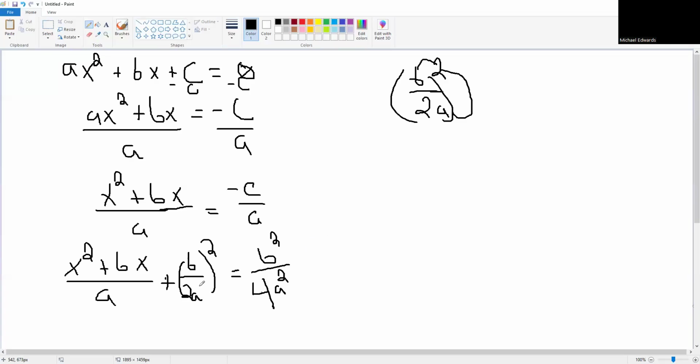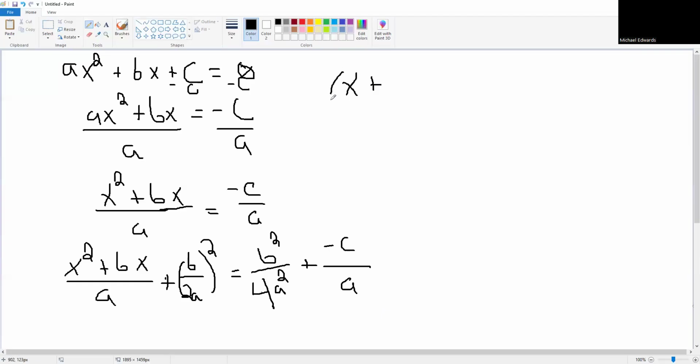So we'll take this information and convert it. We've added minus c over a to both sides. Now the next step is to factor the left side, simplify the right side. So we need to factor this side. I'm just going to tell you, we'll just rewrite it. It's going to factor out to be x plus b over 2a, squared.